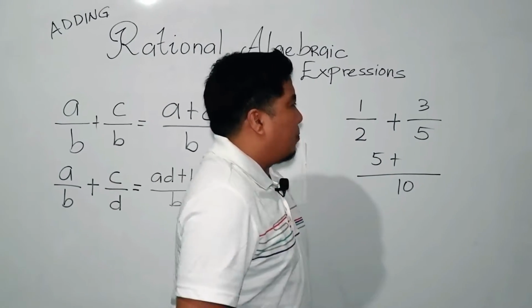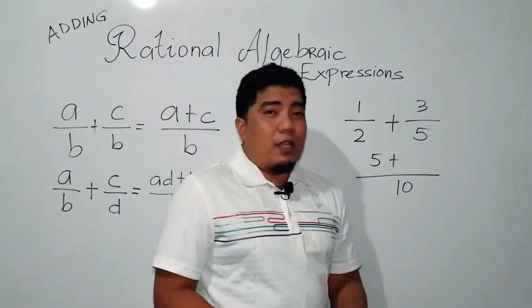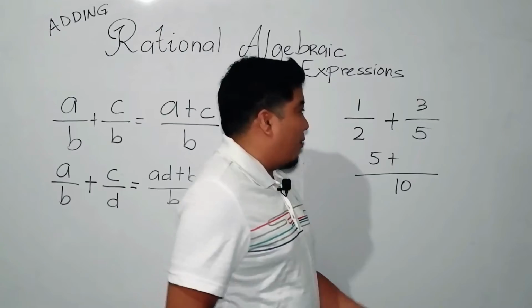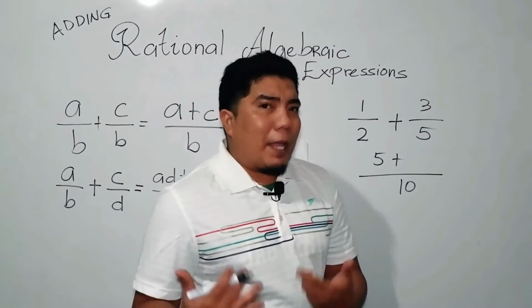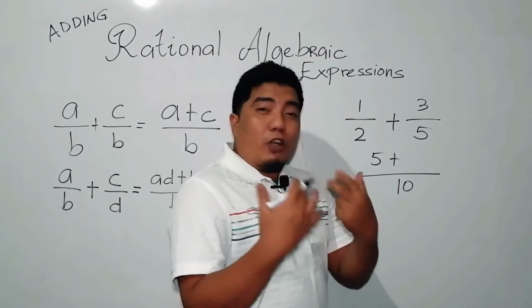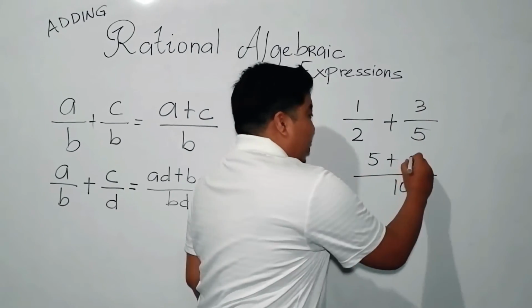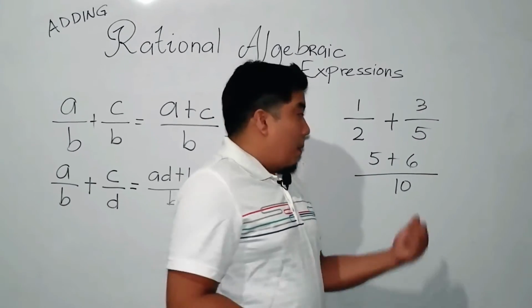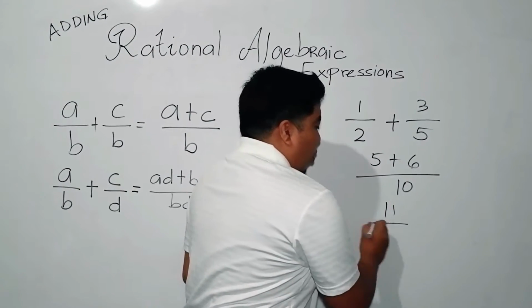Now, there is also another way of how to get the equivalent fraction. This is what I call the ask yourself. What happened to 5? Why did it become 10? It was multiplied by 2, right? So therefore, you also do the same process in your numerator. So 3 multiplied by 2, the answer is 6. By simplifying this, we have 5 plus 6, that is 11 over 10.